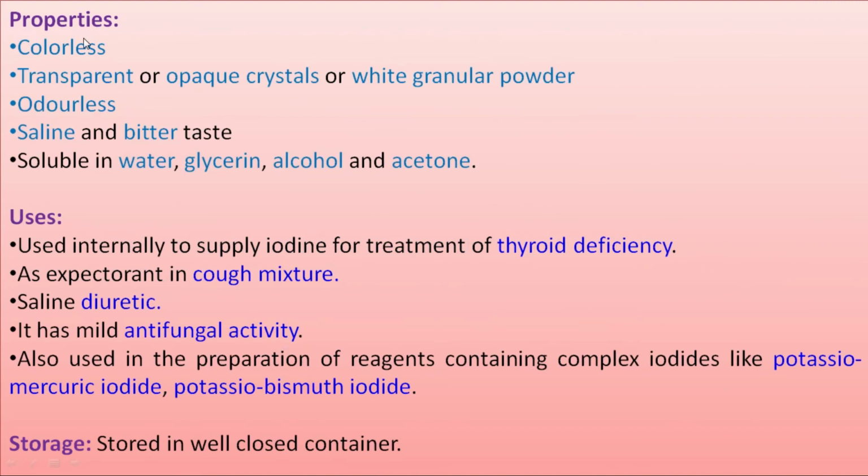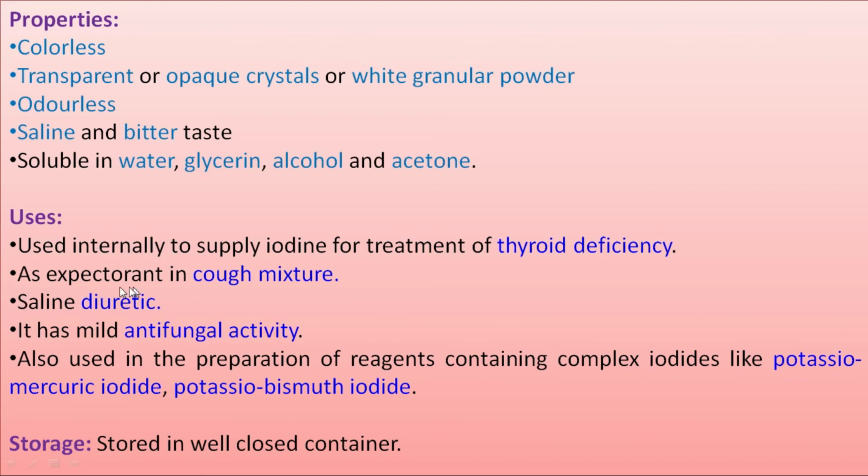Next is properties. It is colorless, transparent or opaque crystal, or white granular powder. It is odorless. It is saline and bitter in taste. It is soluble in water, glycerin, alcohol and acetone. Now uses. It is used internally to supply iodine when there is thyroid deficiency. So in the treatment of thyroid deficiency, potassium iodide will be used.